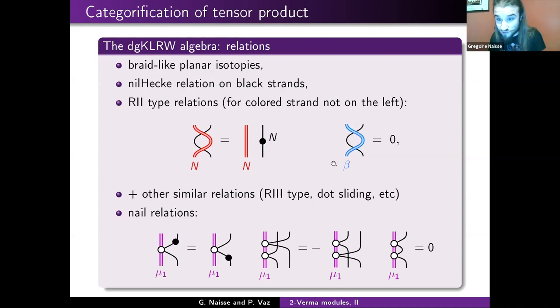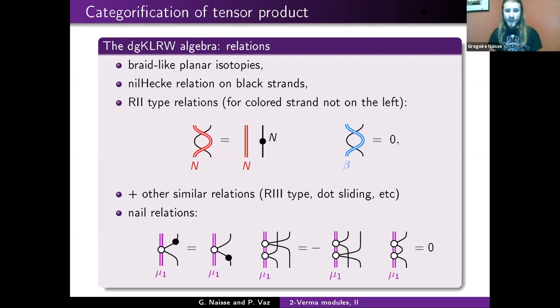And for the Verma strand, you just say it is zero because you don't want to have this condition, because Verma modules are infinite dimensional. So you can have as many black strands somehow on the right of it. And then you have similar relations, Reidemeister 3 and some dot sliding. And finally, you have the nail relations, which are exactly the relations that Pedro showed you for the floating dots, except this one that you need to add because it was implicit in the diagrammatic picture of Pedro.